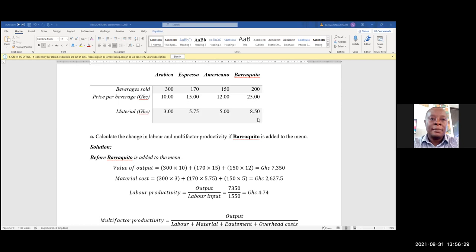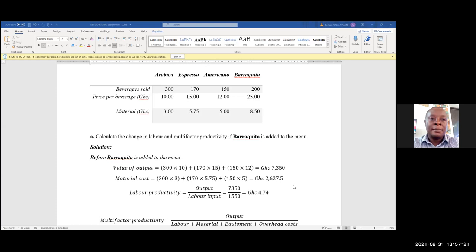So for the solution, before Barakito is added to the menu, our value of output will be 300 times 10, plus 170 times 15, plus 150 times 12. We add all that together, and that should give us 7,350. Is that okay? Material cost, also do the same. You multiply the number of cups sold by the material cost. That will give you the total materials you use for your production. So we multiply and add that, and that will give us 2,627.50 cedis.